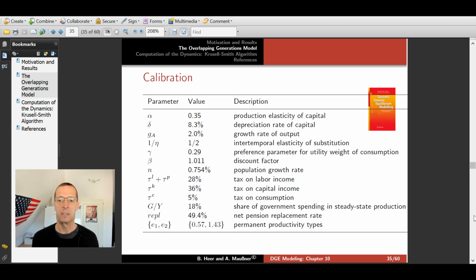The labor and social security tax, the sum, is equal to 28%. The capital income tax rate is equal to 36%, so these are estimates by Mendoza. Consumption tax is 5%. Our government share is equal to 18%. And the net pension replacement rate, this is a number that we take from the OECD, is close to 50% in the United States. So this describes our model and its calibration.